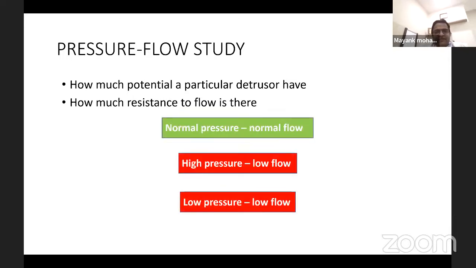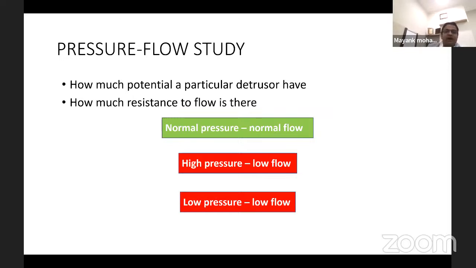So we typically have three types of interpretations. A normal pressure, normal flow, which denotes that there is no obstruction. We have a high pressure, low flow, which denotes that there is an obstruction to the flow. And then there is a low pressure, low flow, which denotes that the bladder does not have much power. However, there may or may not be an obstruction. So always remember, low pressure, low flow does not mean that there is no obstruction. It just means that the bladder does not have power to pump properly. Now we don't know whether there is an obstruction or not.